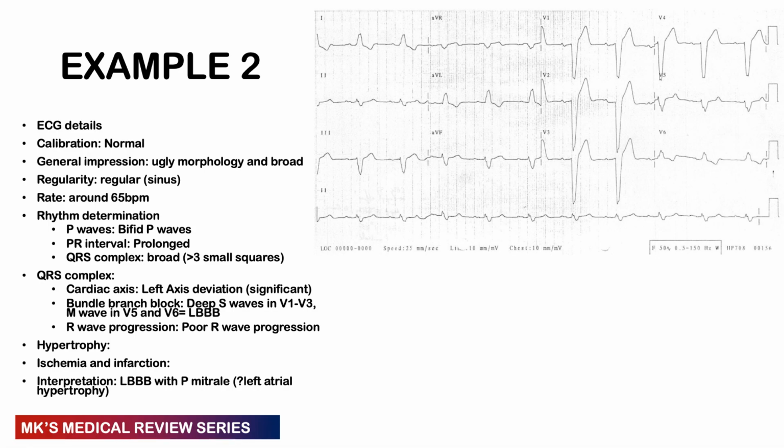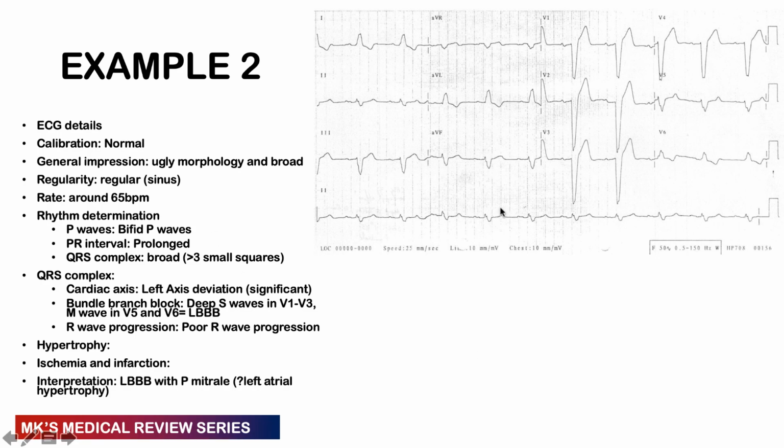We now come and look at the rate. We can actually count the boxes here. So if you count the boxes, it gave me somewhere around 23, but it may be a bit inaccurate because I can't really see the small boxes so well. So the rate is roughly at around 65 beats per minute. We look at the rhythm determination.